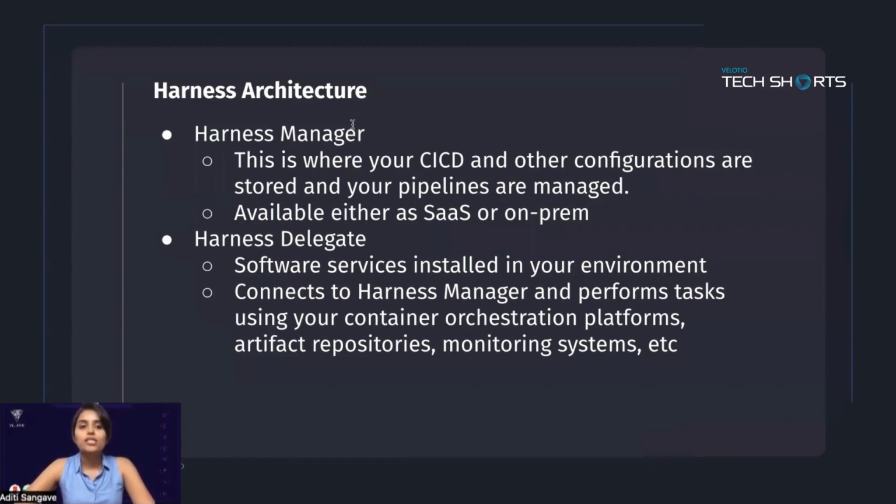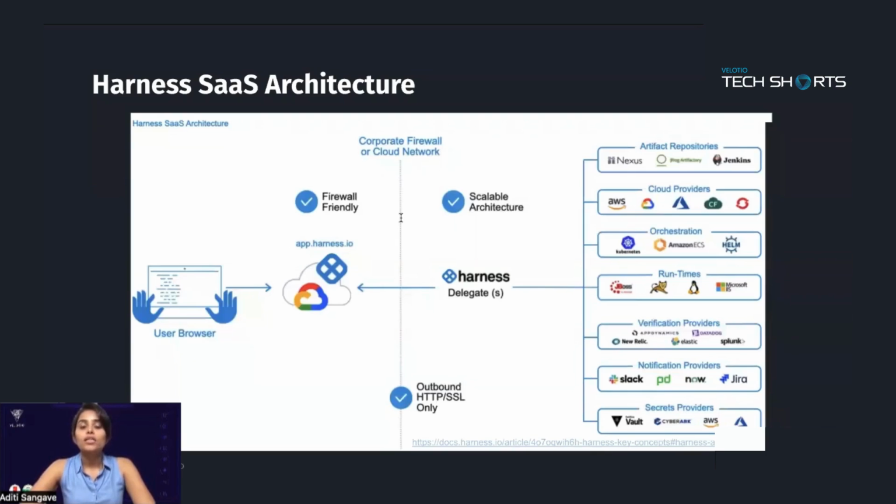Harness Delegate is a software which you should install in your own environment and run it as a service. It connects to Harness Manager and performs tasks using your container orchestration platforms, artifact repositories, monitoring systems, etc. We will be using Harness Cloud to set up the CI/CD pipeline.